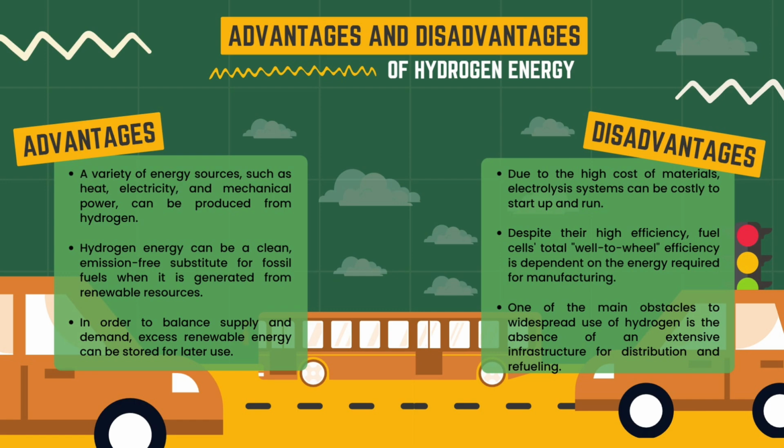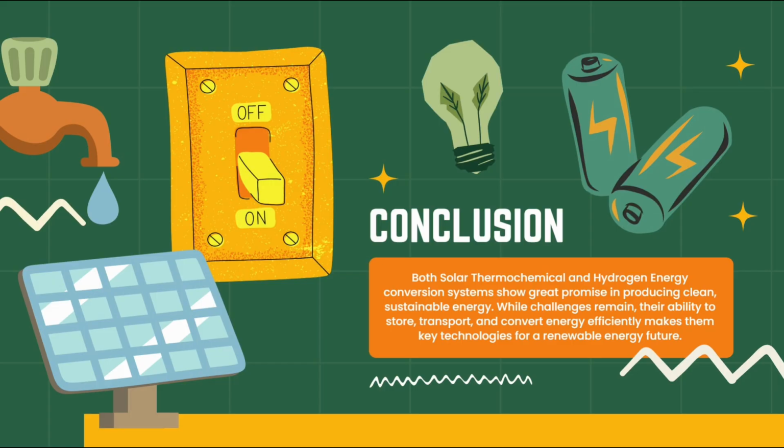Both solar thermochemical and hydrogen energy conversion systems show great promise in producing clean, sustainable energy. While challenges remain, their ability to store, transport, and convert energy efficiently makes them key technologies for a renewable energy future. So, these technologies are both promising solutions for the future.